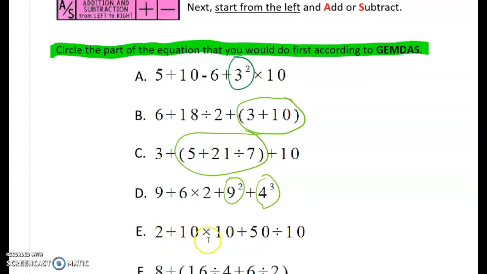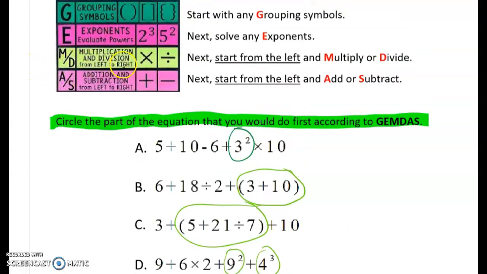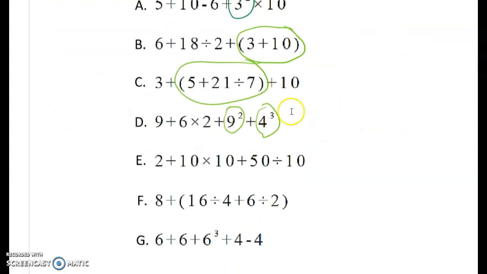E, 2 plus 10 times 10 plus 50 divided by 10. There are no parentheses or grouping symbols, and there are no exponents. So then I look to see multiplication and division. I don't have to multiply first necessarily, but I do have to go from left to right. So looking at E, when I go from left to right, what is the very first thing I come to? I come to this multiplication.